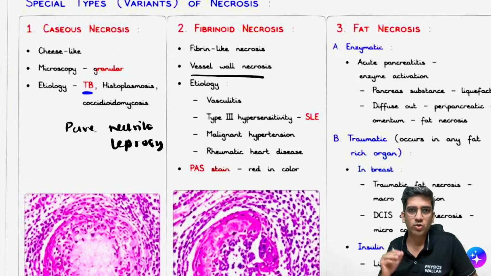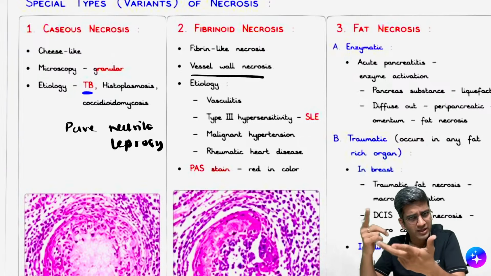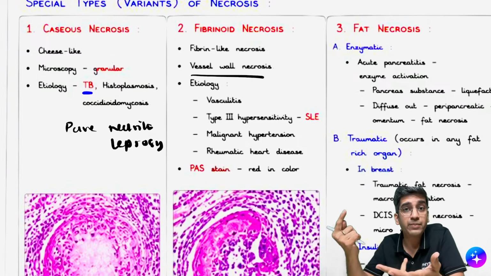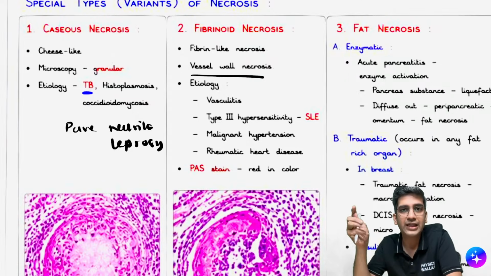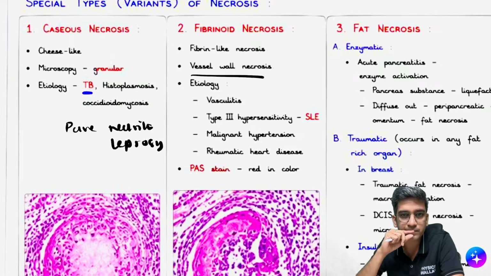Anything which damages vessel wall, you can write it. Vasculitis. SLE is a type of vasculitis. Malignant hypertension. I'm going to ask you a different question from kidney. Can anyone comment what is the gross finding in case of malignant hypertension?